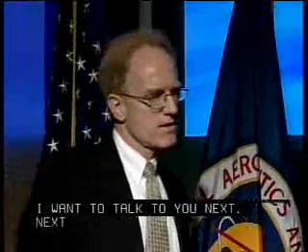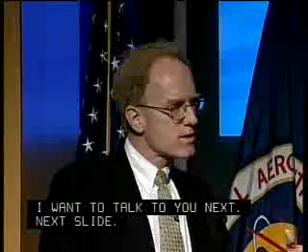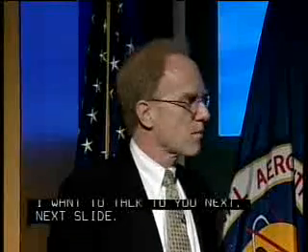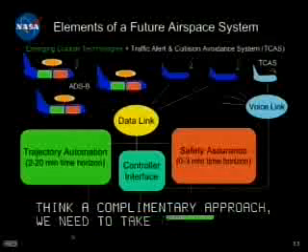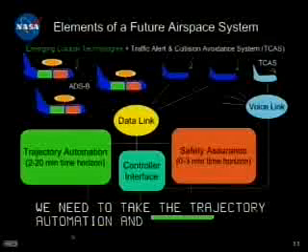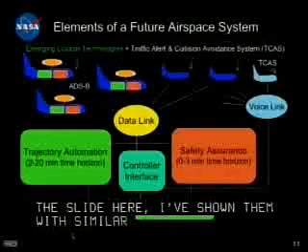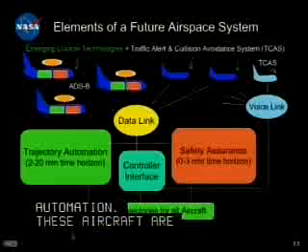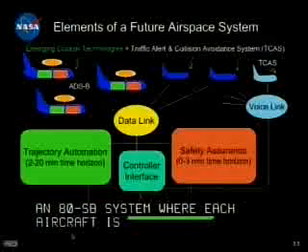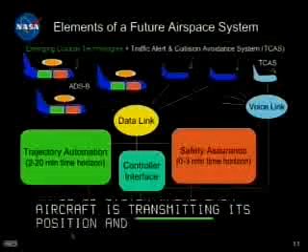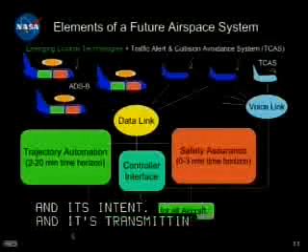So another approach to this, and we think a complementary approach, is to take the trajectory automation and the safety assurance automation and put it in the aircraft. In the 3 aircraft in the upper left of the slide, I've shown them with similar kinds of automation. These aircraft are supported by an ADS-B system where each aircraft is transmitting its position and velocity, in other words, its state vector and its intent, out to all the other aircraft in its vicinity.